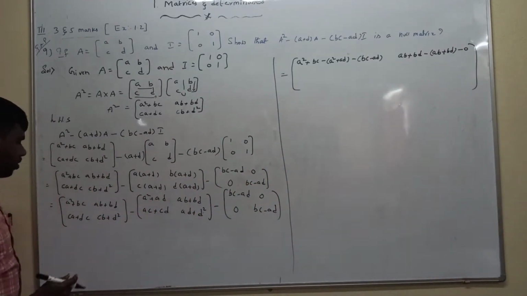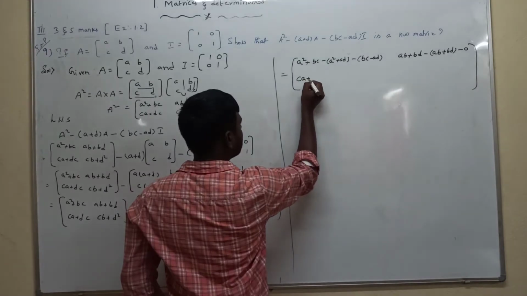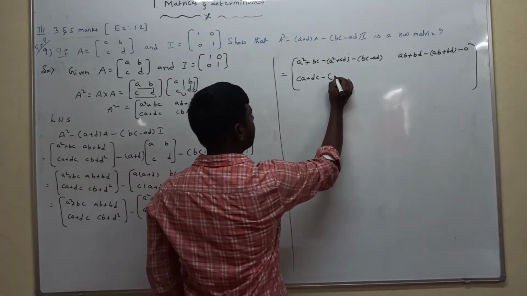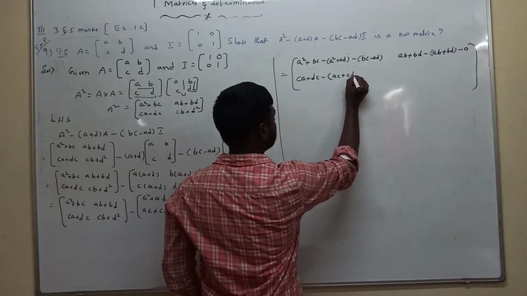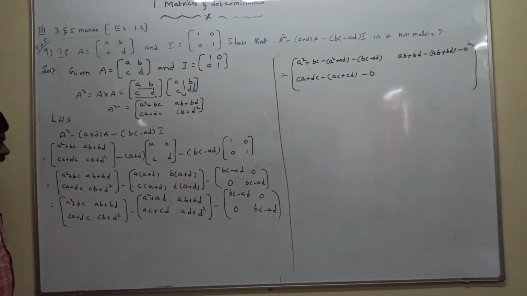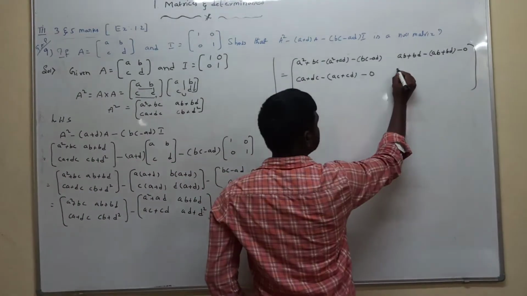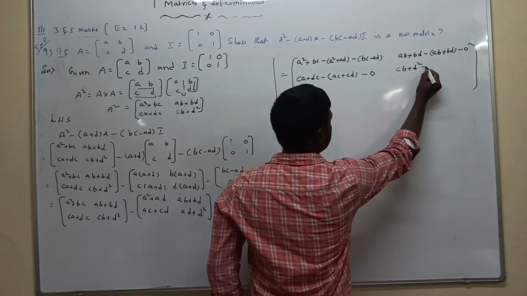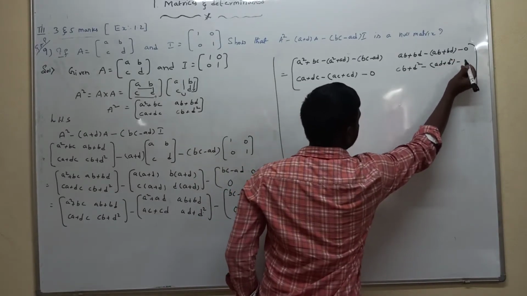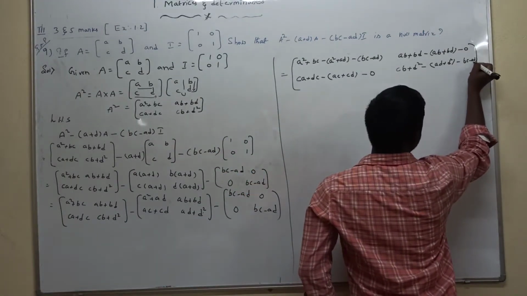Next we are going to the second row. Second row, first element minus first element: ca plus dc, minus ac plus cd, minus 0. You can write ac plus cd or dc, anything you wish. Next, subtracting second row, second element minus second element: cb plus d square, minus (ad plus d square), minus (bc minus ad).